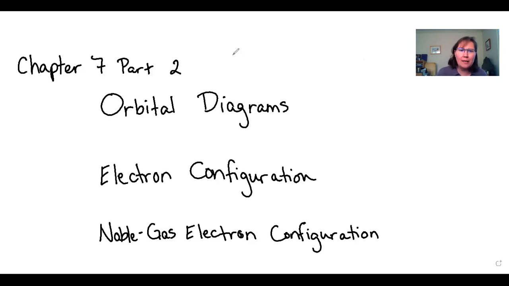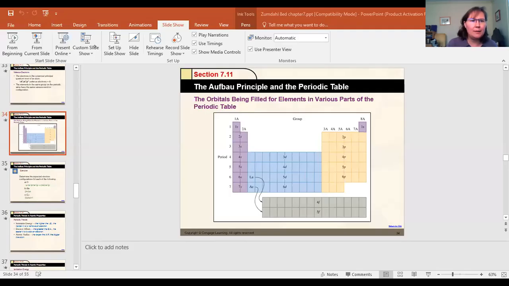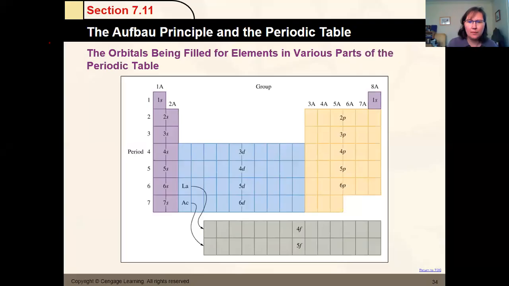So in order to do that, let's look at another example. Let's take a look at this piece of the periodic table from the slides. This is slide 34. Now let's take a look at what we have here.